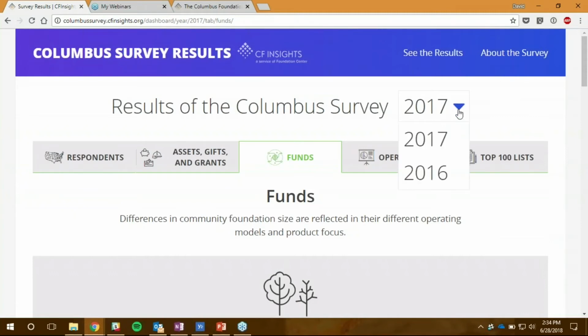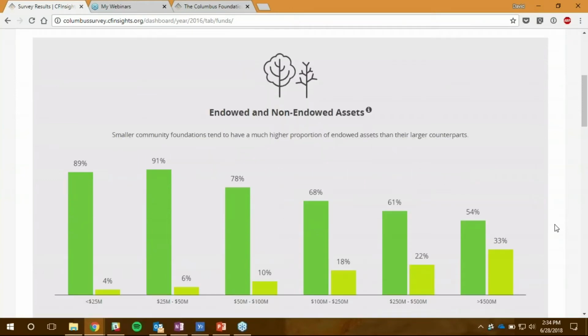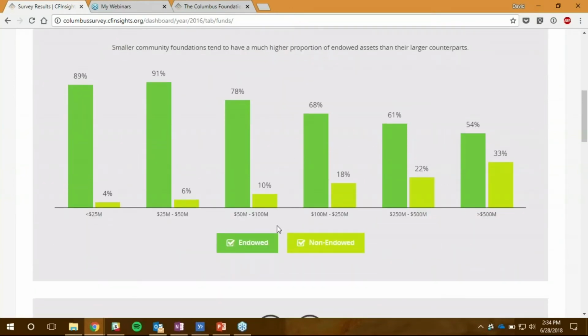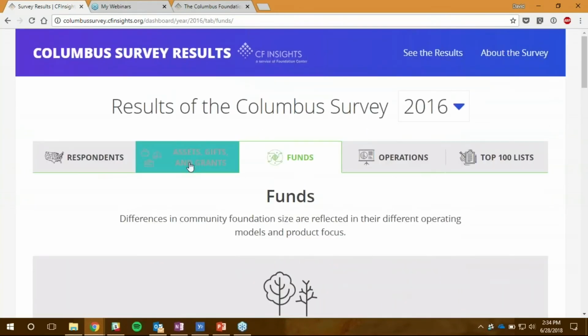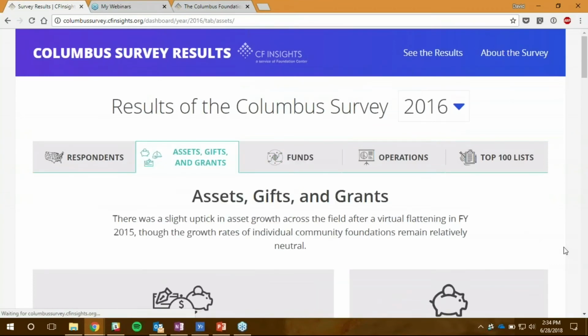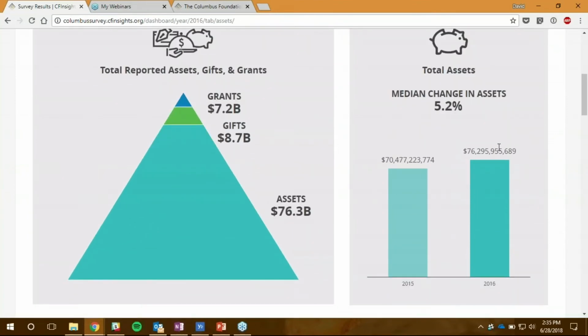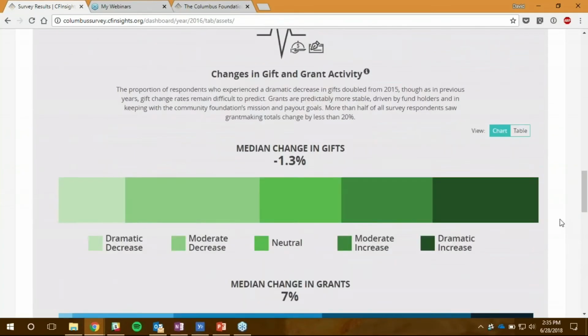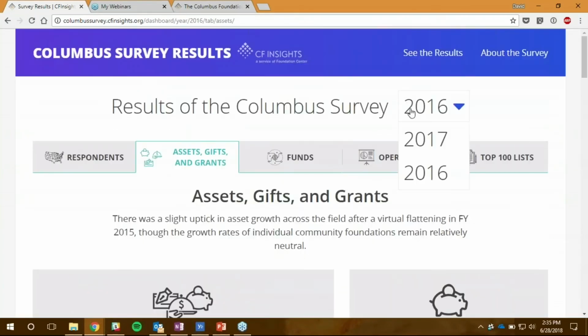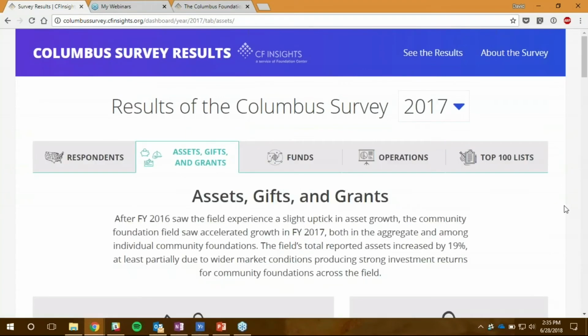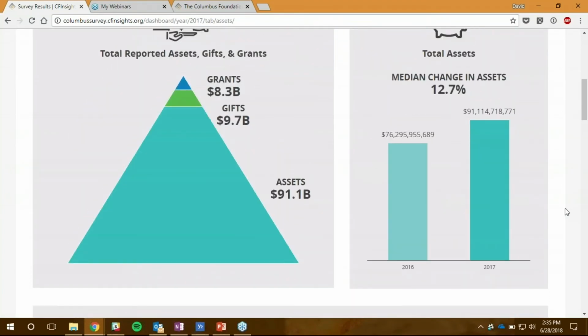If you hover over this, it is now a drop-down. And when you click that, it will refresh all of the narrative, all of the data, and reflect 2016. So now we're looking at the total reported assets, gifts, and grants for 2016, and that in relation to 2015. And as you can see, all of that data has been refreshed. And now we're back to 2017.